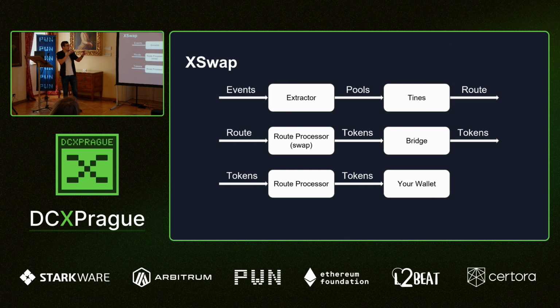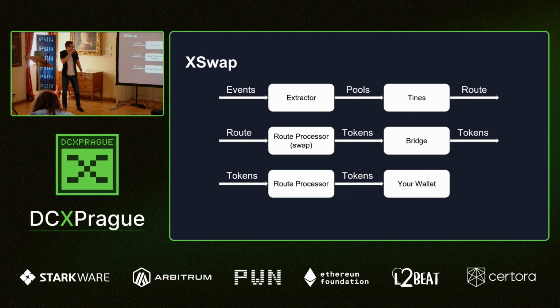This data is then fed into an engine we call Tines. Tines actually handles the routing itself. It finds the best path for the tokens. Well, it finds the best path through the liquidity pools. It's a bunch of math that I totally understand. But yeah, it's cool.